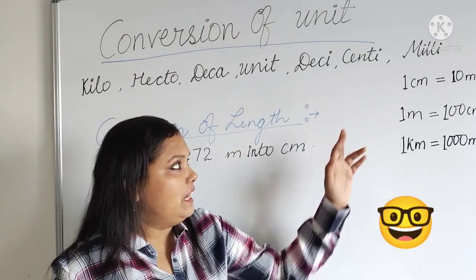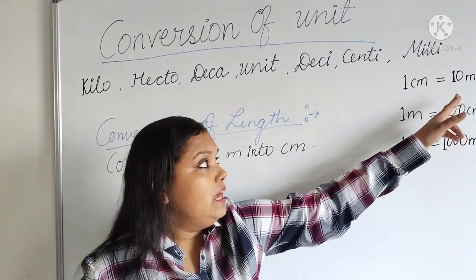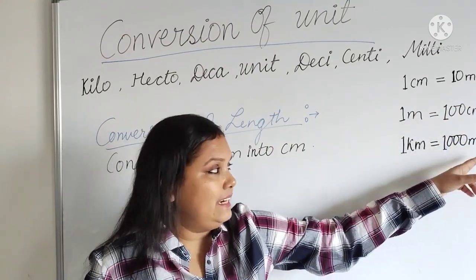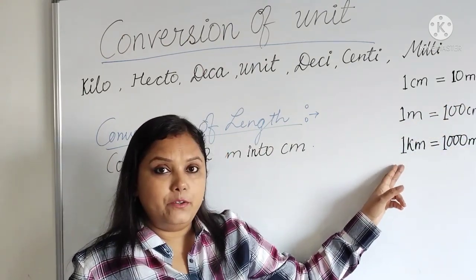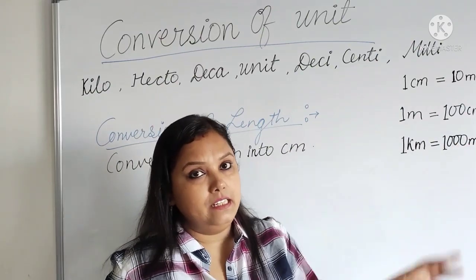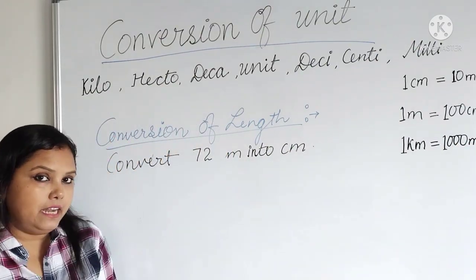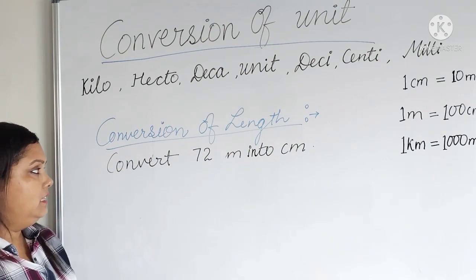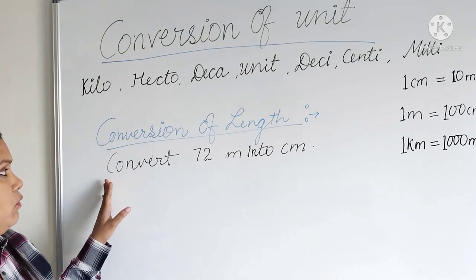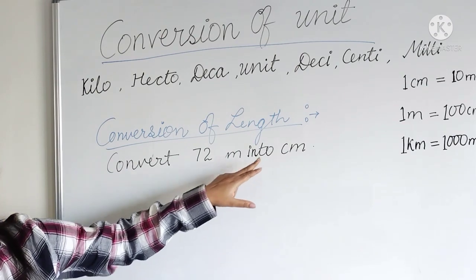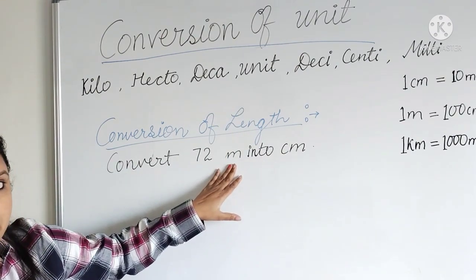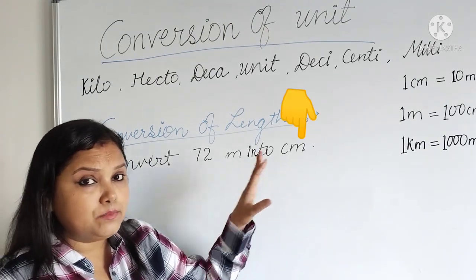We already know that 1 centimeter equals 10 millimeter, 1 meter equals 100 centimeter, 1 kilometer equals 1000 meter. So the first thing that we are going to learn today is conversion of length. When we want to convert meter into centimeter, meter is the bigger unit and centimeter is the smaller unit.